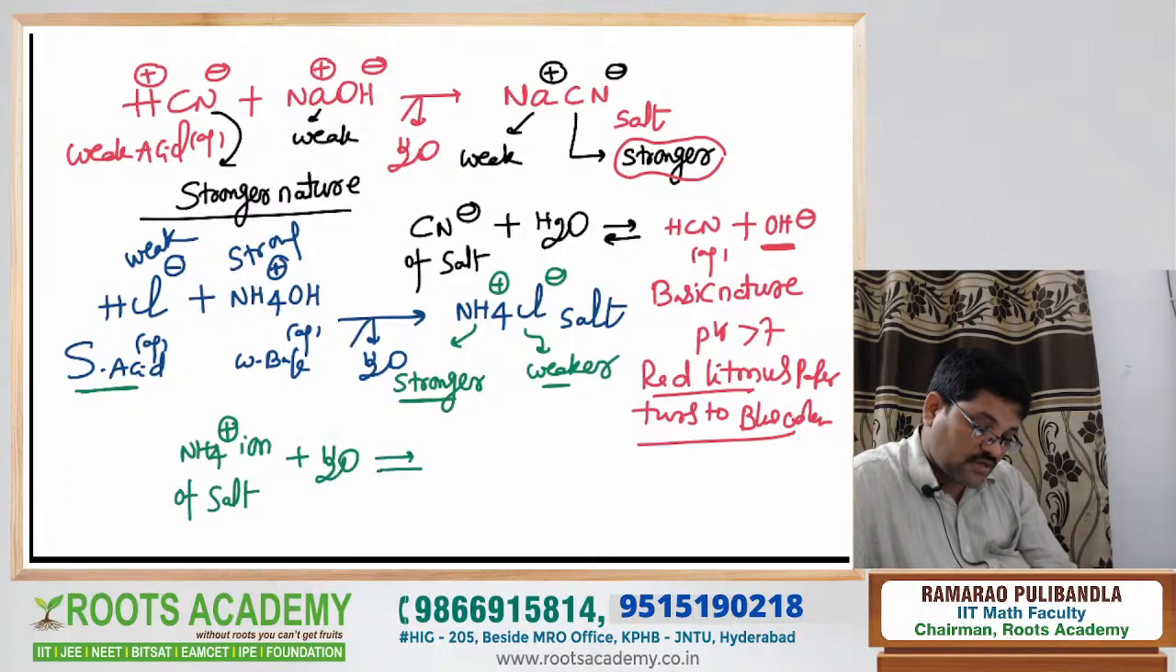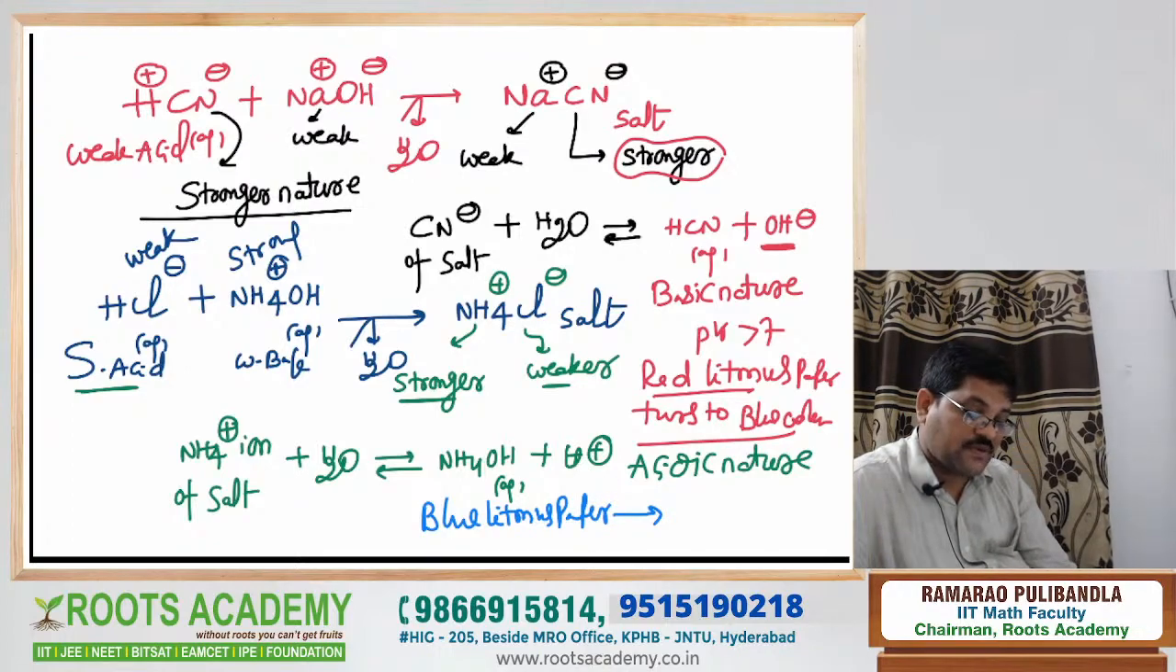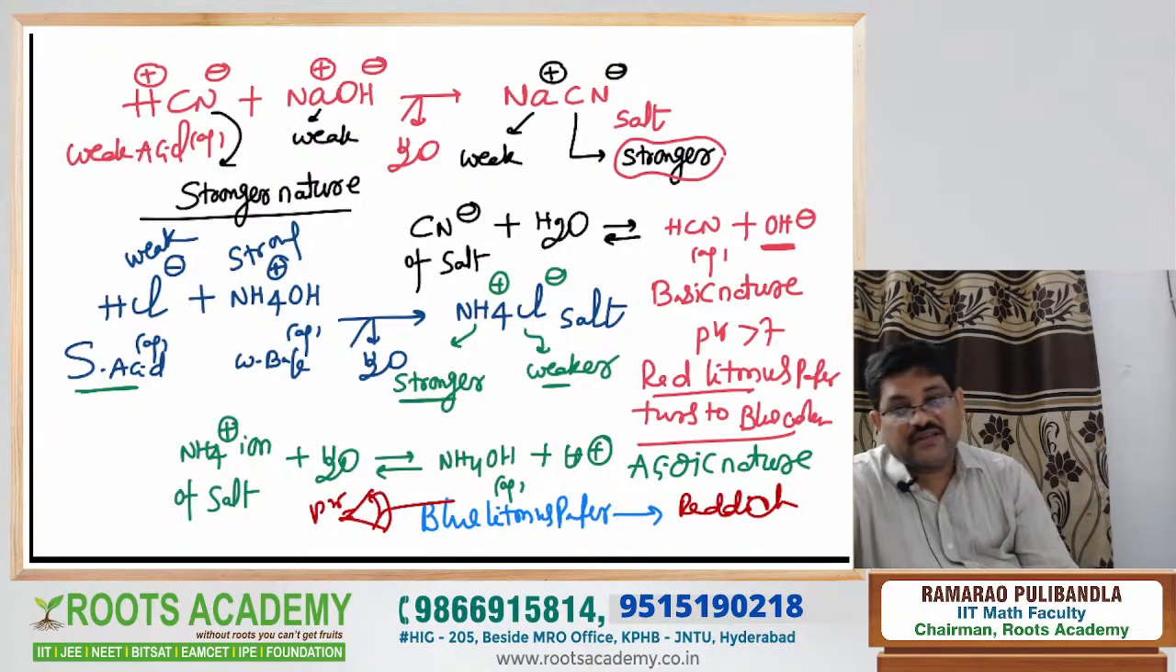When it hydrolyzes the water, it gives what, students? It gives NH4OH aqueous solution plus H+ ions. H+ ions means what nature? Acidic nature. Acidic nature means here the blue litmus paper turns to red color. pH is less than 7. So blue litmus paper turns to which color? The blue litmus paper turns to reddish color. Simple logic. And pH of the salt solution is less than 7.